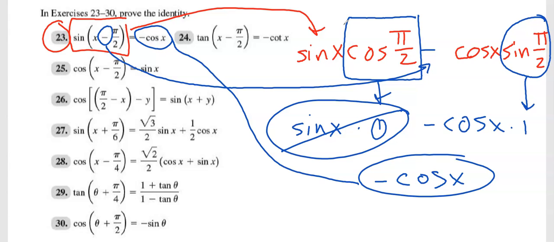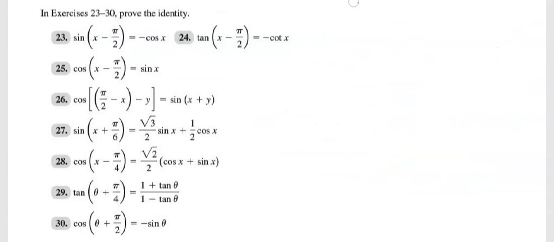Any other questions on that one? Any others on this page or this section right here? Can you do 29? Sure.